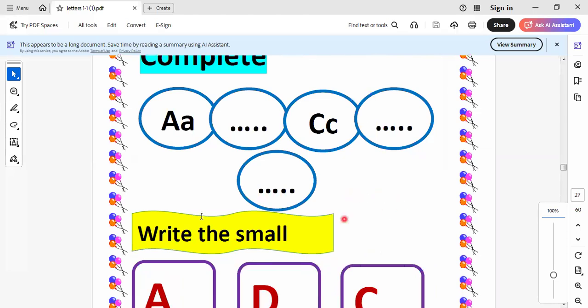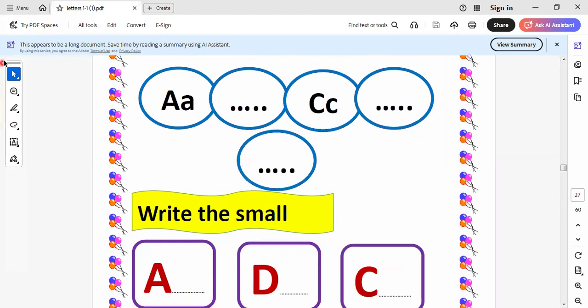Here we have complete the letters. Here we have capital A and small a. Let's go to capital B and small b. Here I write capital B and small b, capital C and small c, capital D and small d. So here we learn the letters in different ways to be able to write them and remember them. Here is capital A and small a, capital B and small b, capital C and small c, capital D and small d, capital E and small e. Okay, let's go to another item here.